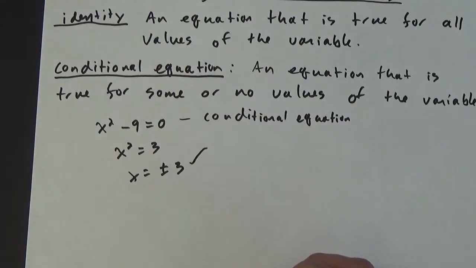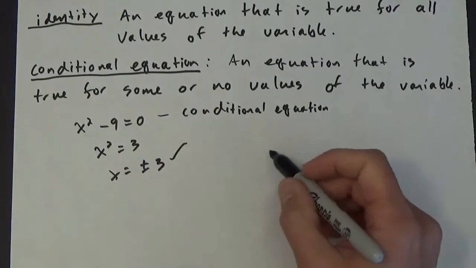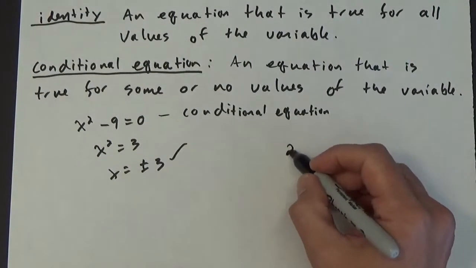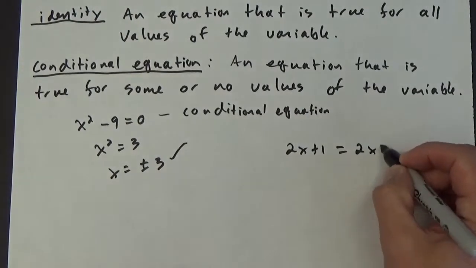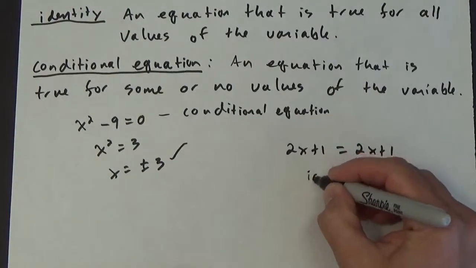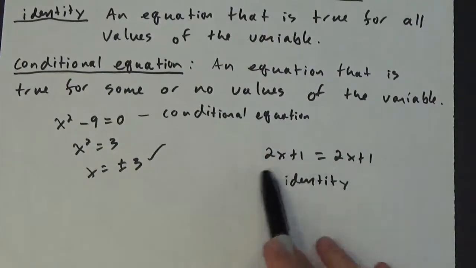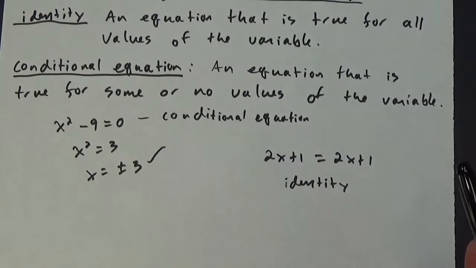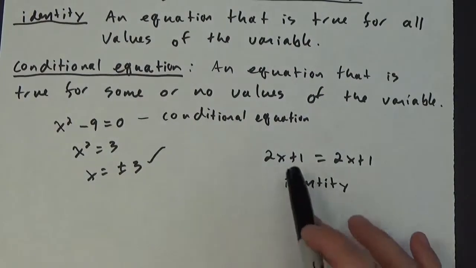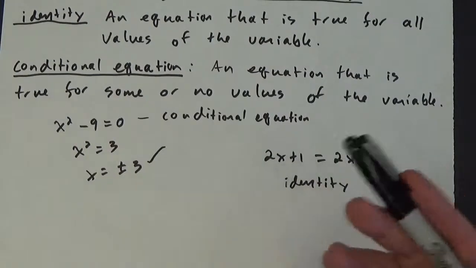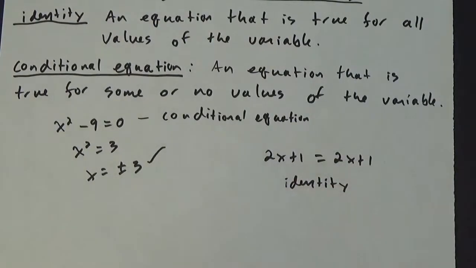You can also have the situation where you have no solution. Now an identity is a situation where it's true for all values. So an algebraic identity might be 2x plus 1 equals 2x plus 1. So this would be an identity. It doesn't matter what value of x I put in here. I could put in 2, negative 5. If I put that value of x in, it will be true. And so it's true for all values of x.